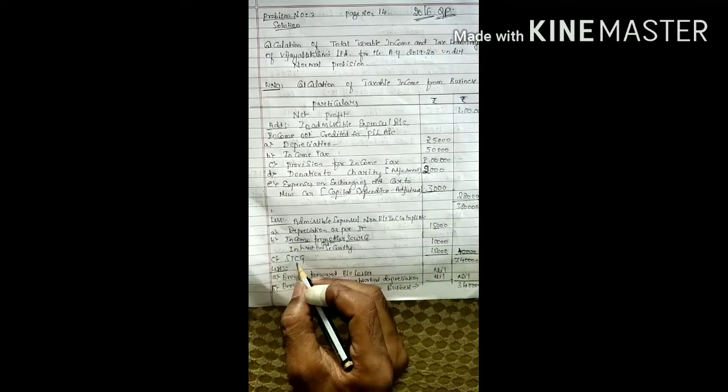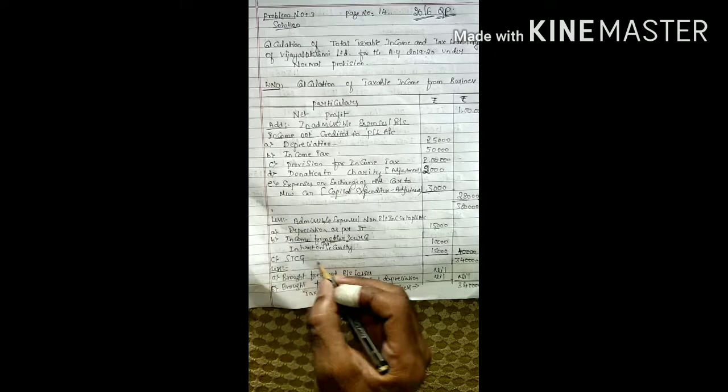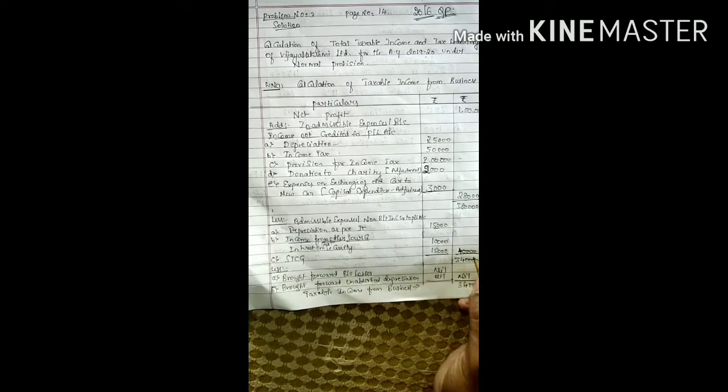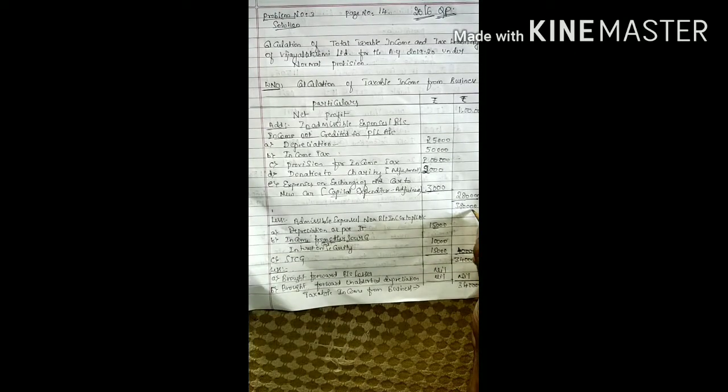Next one is income from capital gain. Under short-term capital gain, that is rupees 15,000. Add these three amounts, what will we get? 40,000, and this amount should be deducted from the subtotal amount of 3,80,000. Then the amount will be 3,40,000.